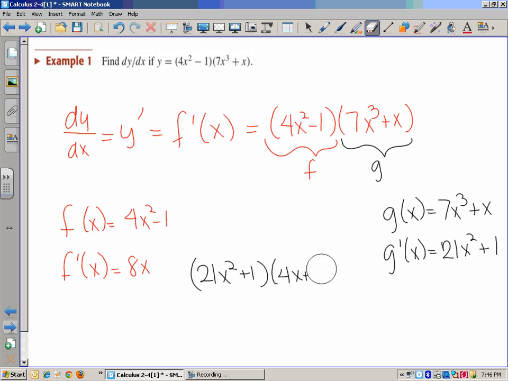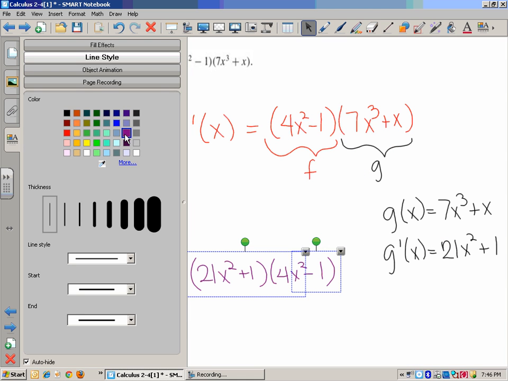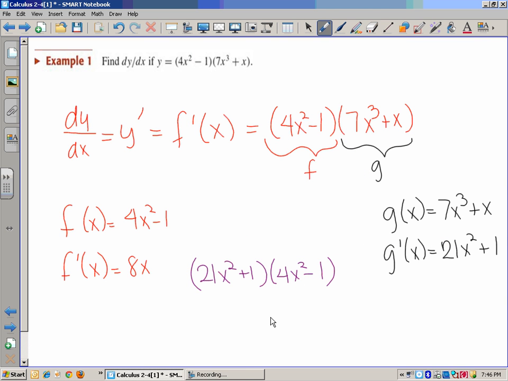I wrote that wrong. And I'm going to go ahead and just change this color, if you don't mind. First, I'm going to group it. I'm going to change the color. I just want it to be different colors so you can see. So what I really have right here in front of me is I have g prime times f. And to that, I'm going to add f prime times g.